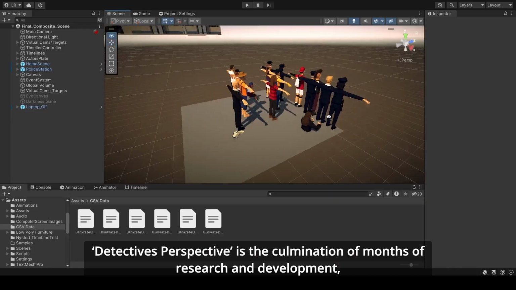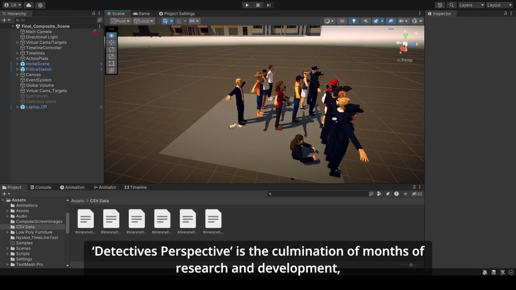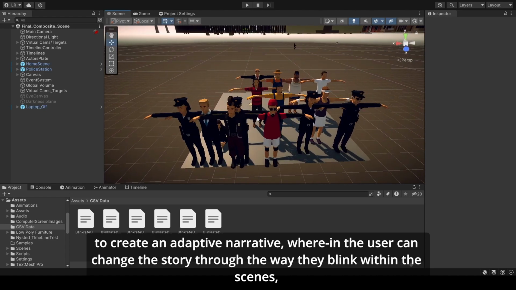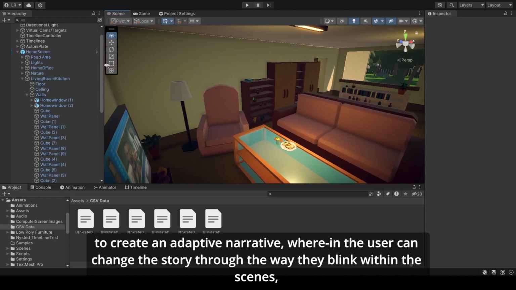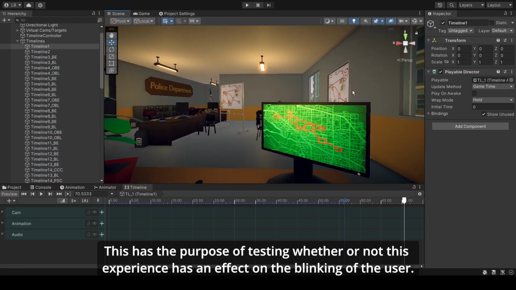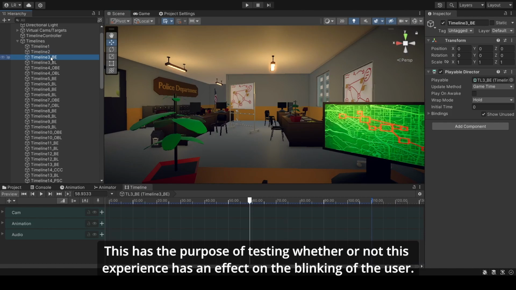Thank you, John. Detective's Perspective is the culmination of months of research and development to create an adaptive narrative wherein the user can change the story through the way they blink within the scenes, shaping the narrative to fit the individual user. This has the purpose of testing whether or not this experience has an effect on the blinking of the user.